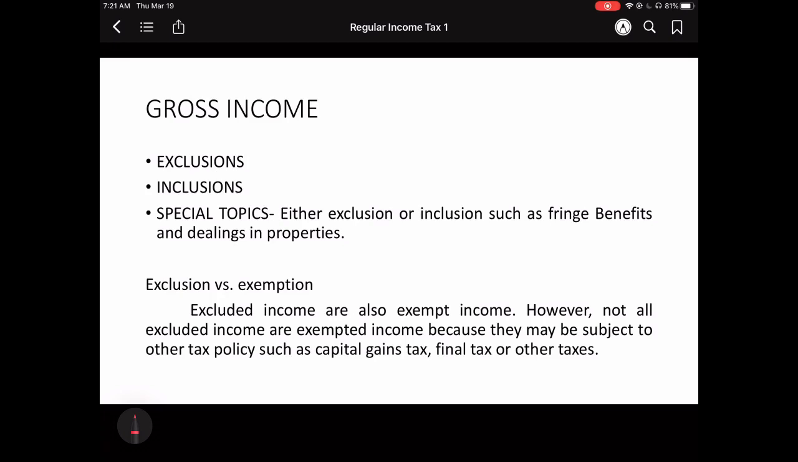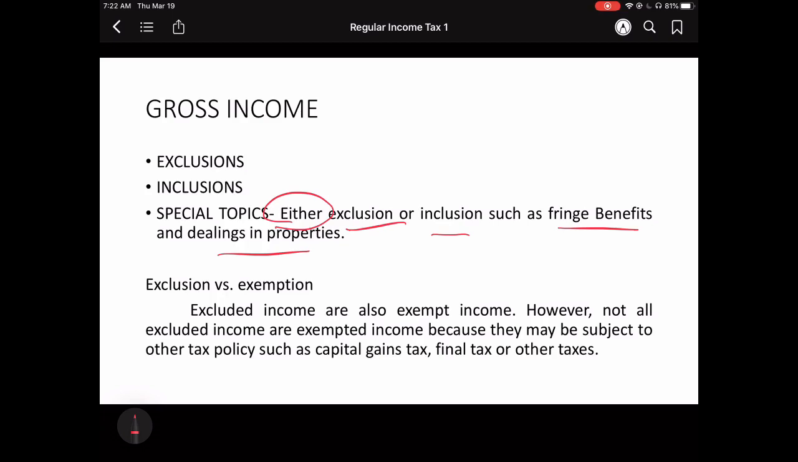Inclusions means there is a general rule that all types of income are to be included, except those subject to final tax or capital gains tax. And we have here other special topics that are either excluded or included, such as fringe benefits and depreciable properties, which will be further discussed in the next chapter.